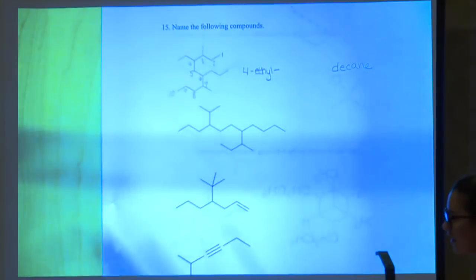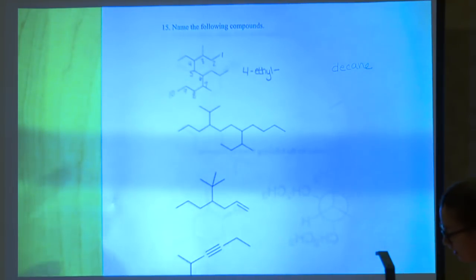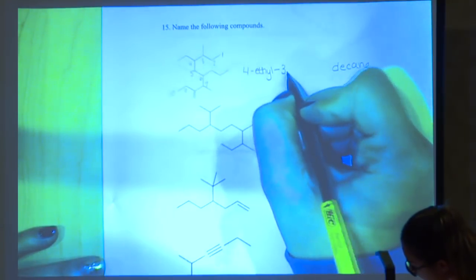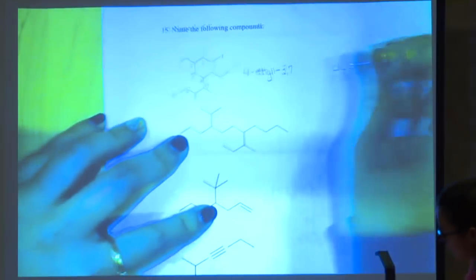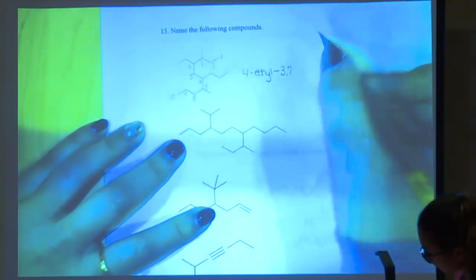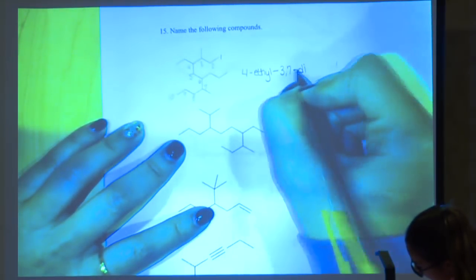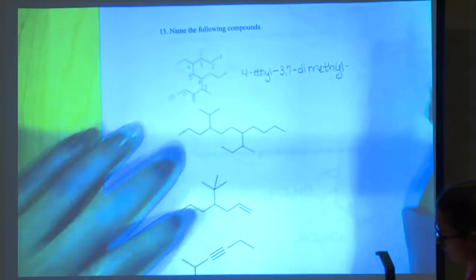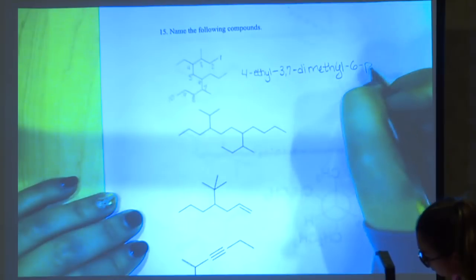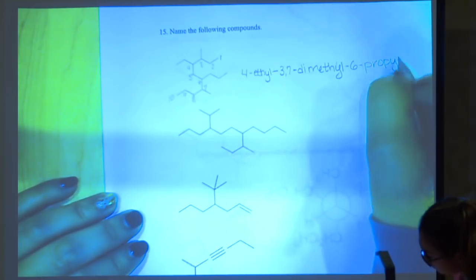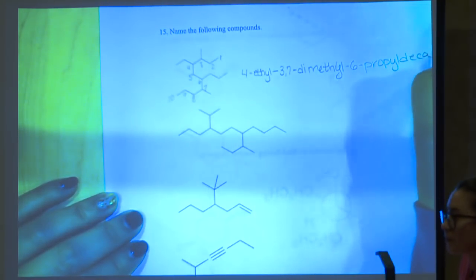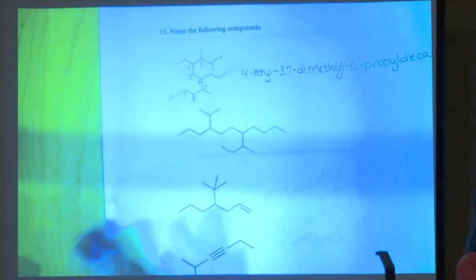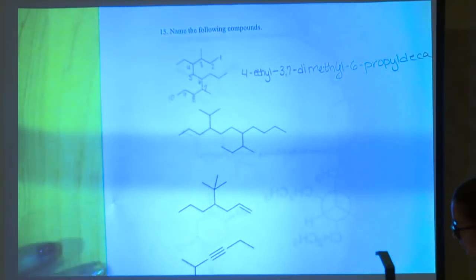So for ethyl, 3,7 dimethyl. Okay. Oh, I didn't leave myself enough room. Six propyl decane. Yep. Do y'all agree with that? Okay. Awesome.